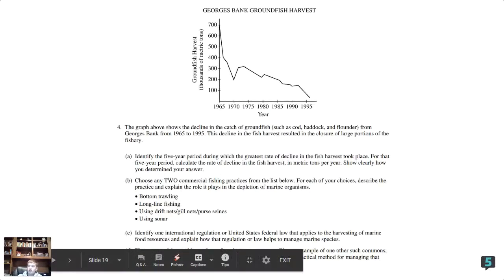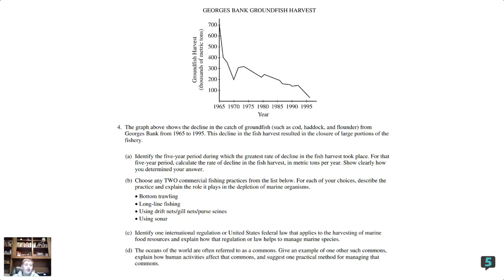All right. So Part D would say, the oceans of the world are often referred to as the commons. Give an example of one other such commons, explaining how human activity affects that commons, and then suggest one practical method for managing that commons. Okay, well, let's see what the student said.